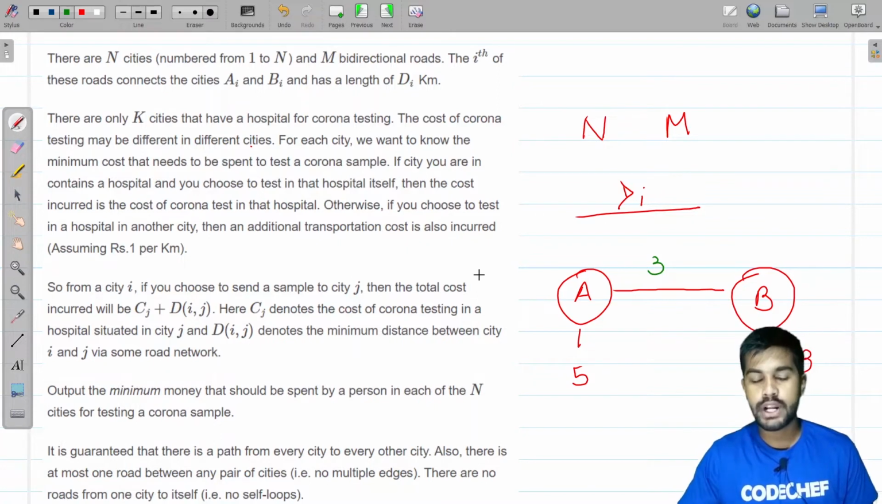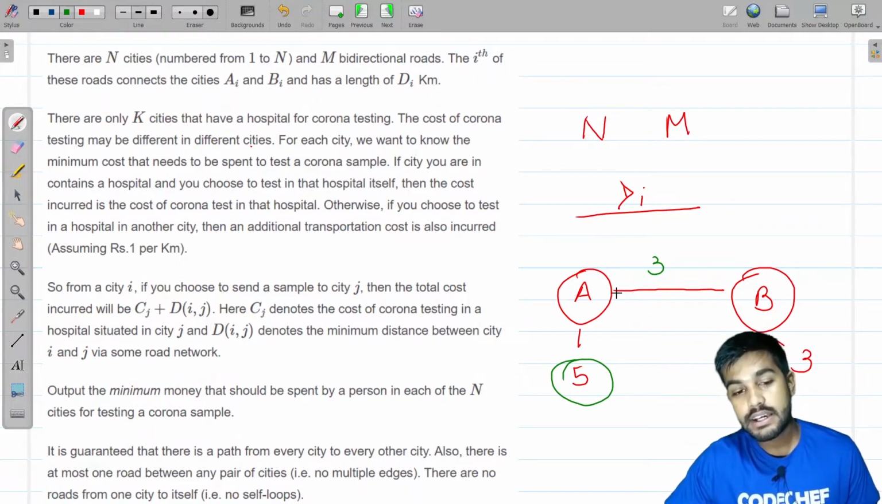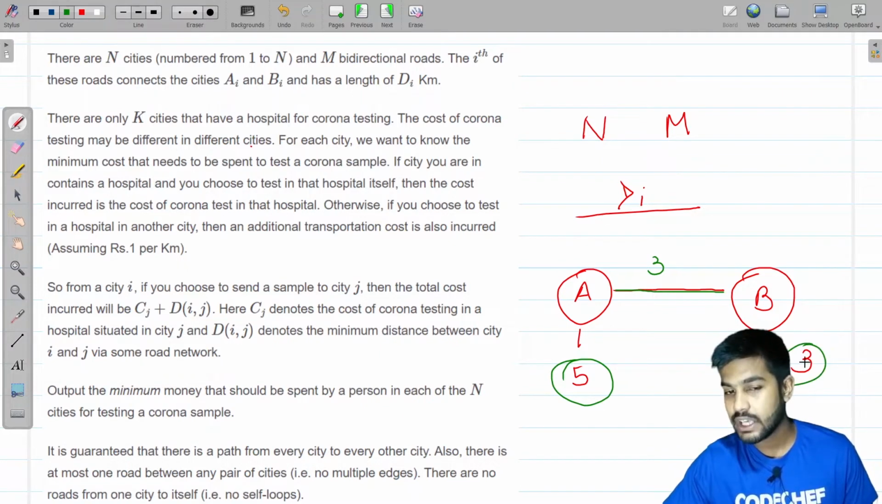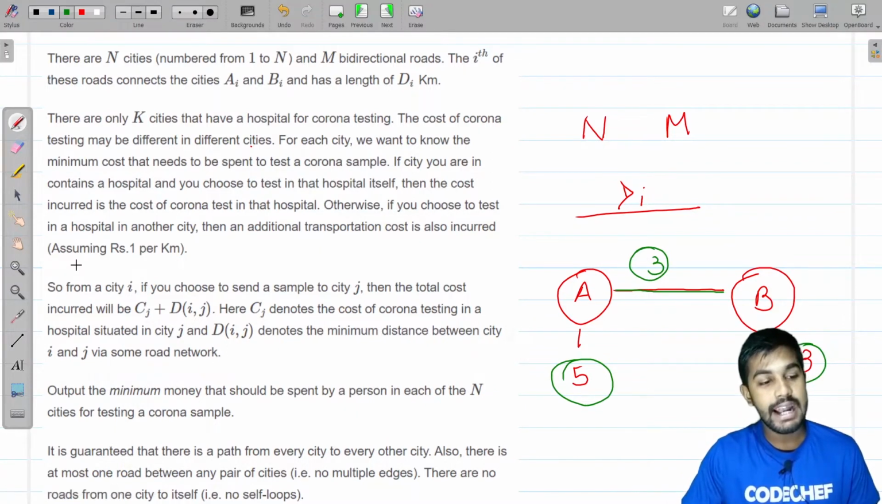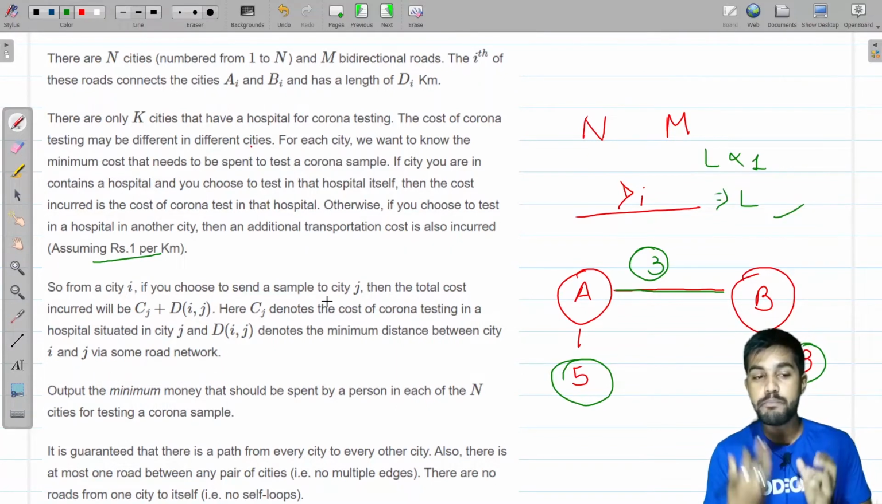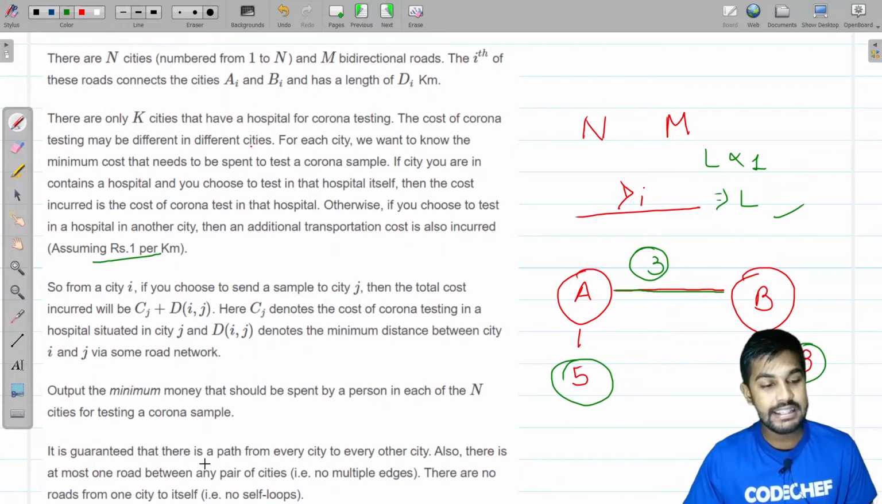Now, if the corona testing is done at the hospital situated in the same city, then the cost would be 5. Else, the cost would be the length of the road plus the cost at that city. Why am I telling the length of the road? Because we are assuming that the cost is rupees 1 per kilometer. Now, we need to tell the minimum cost for each city to test the corona sample. It is guaranteed that there is a path from each city to every other city.